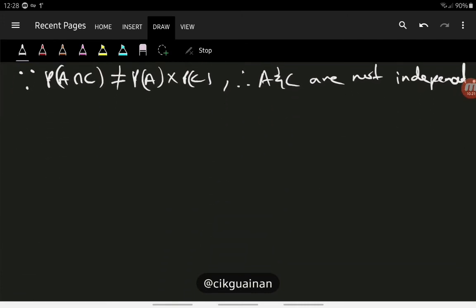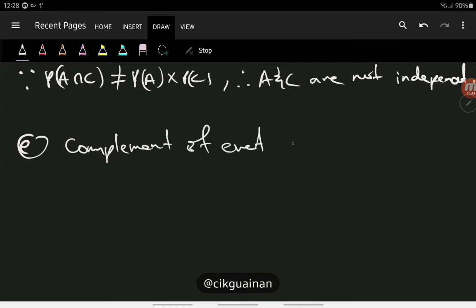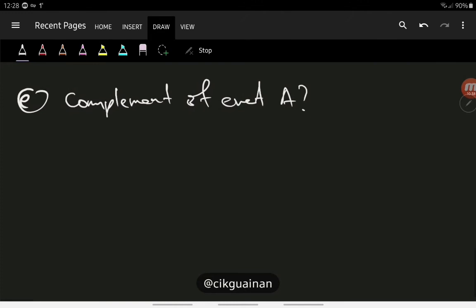The last one is asking about the complement of event A. Okay, so A, B, C, D, E. The complement of event A. I just copy pasted the fraction of the sentence from the question. Complement of event A means they're asking for P(A prime) or P(A bar). They are just the same thing, just a different way of writing.